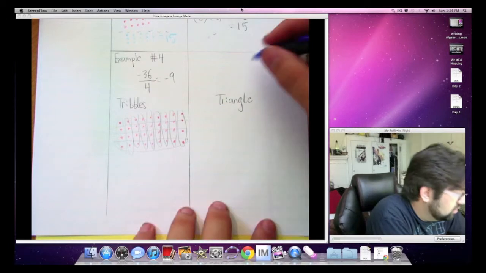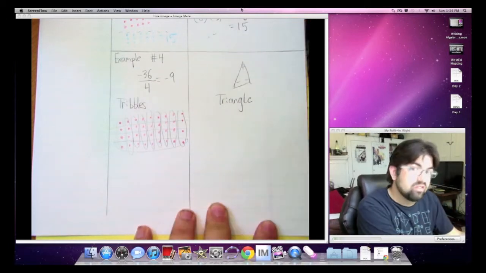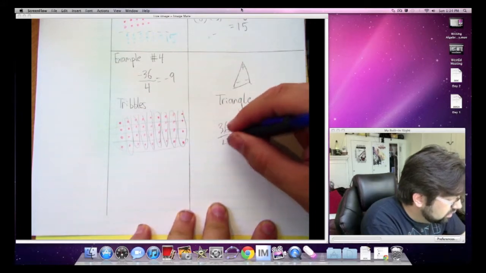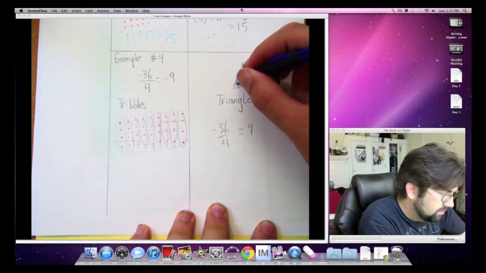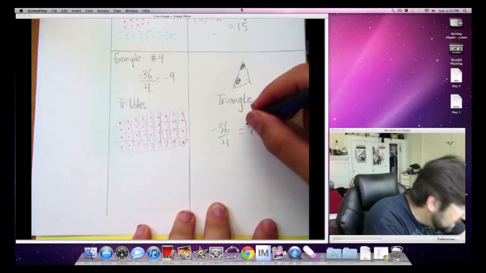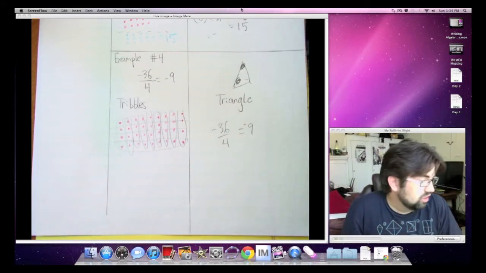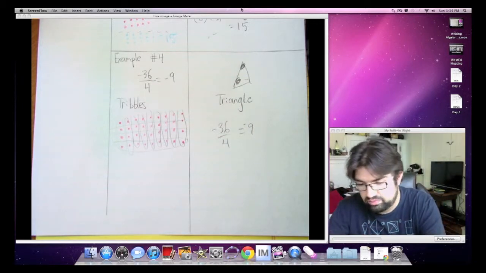Triangle method, well, you know that 36 divided by 4 is 9. But if I have negative 36, I have a negative on top and a positive on the bottom. All that's left is a negative, so it has to be negative 9. Okay? So that's the triples and also the triangle method for dividing with a negative.